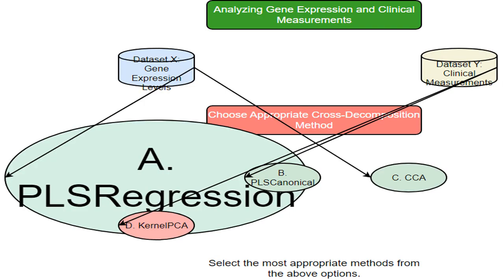PLS stands for partial least squares. This method finds the relationships between X, genes, and Y, clinical measurements, focusing on prediction. Can we predict Y based on X? It's a great way to look at how one dataset can be used to understand the other.